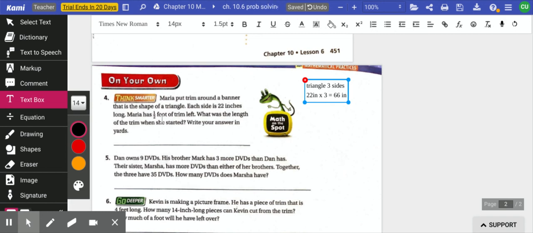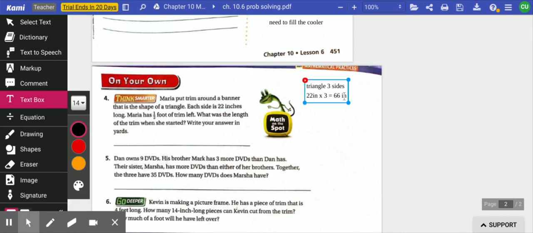Next, Maria has half a foot of trim left. What was the length of the trim when she started? Write your answer in yards. Okay, so now we have to change the 66 inches to feet, because that's how much, or half a foot. She has 6 inches of trim left. So we could just think of keeping it in inches and then going to yards, or changing inches to feet and then yards.